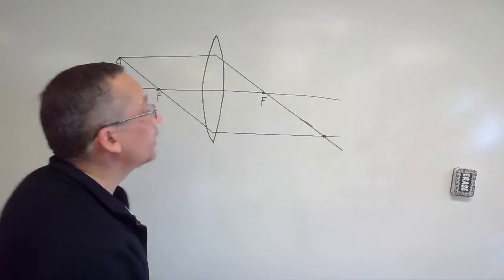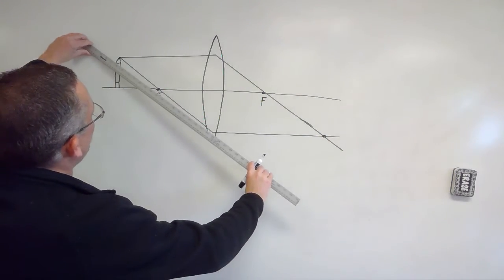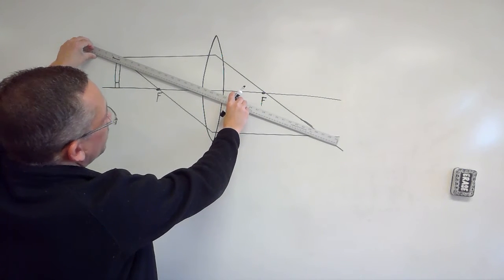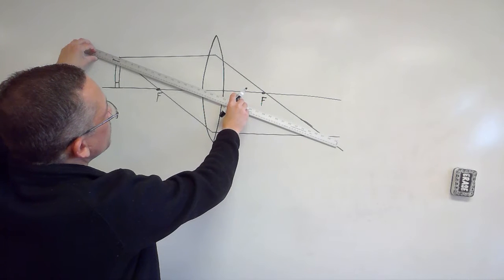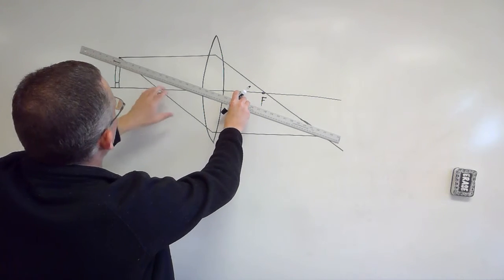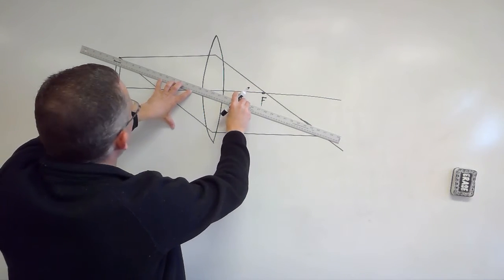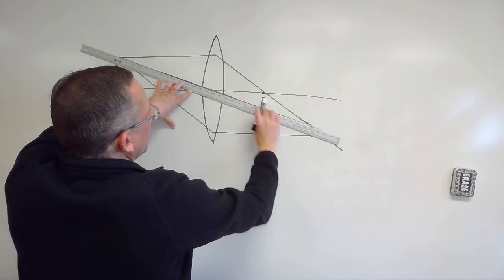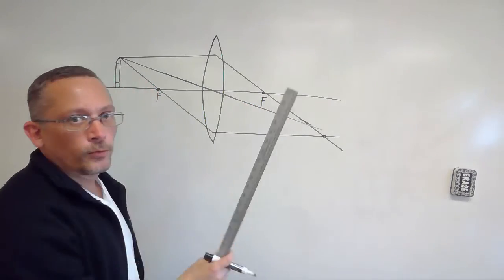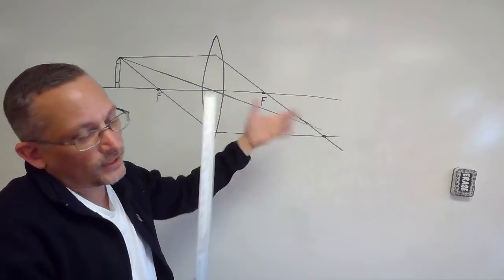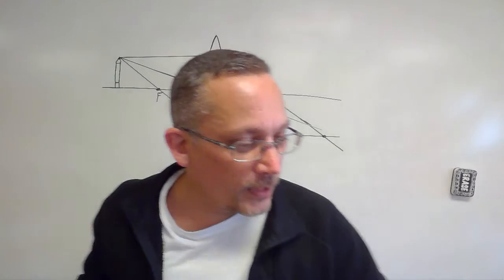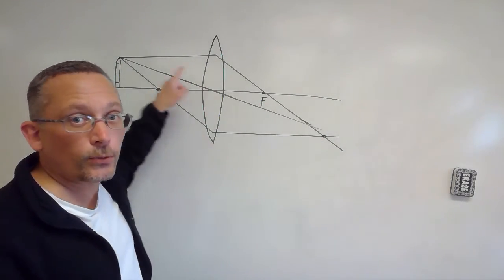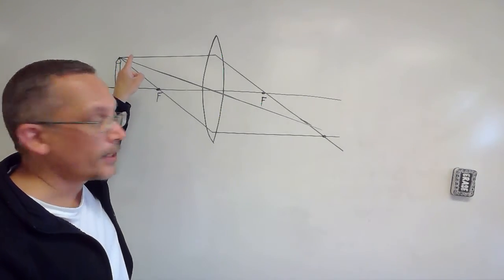And the third line will be a line that goes from the top of the object straight through the middle of the lens. So something kind of like this. If I were a better artist, all three lines would hit in the same place. But my third one's a little bit off here. That's okay. I have two lines that come together in the same place. And that place is the spot that corresponds to the top of my object.